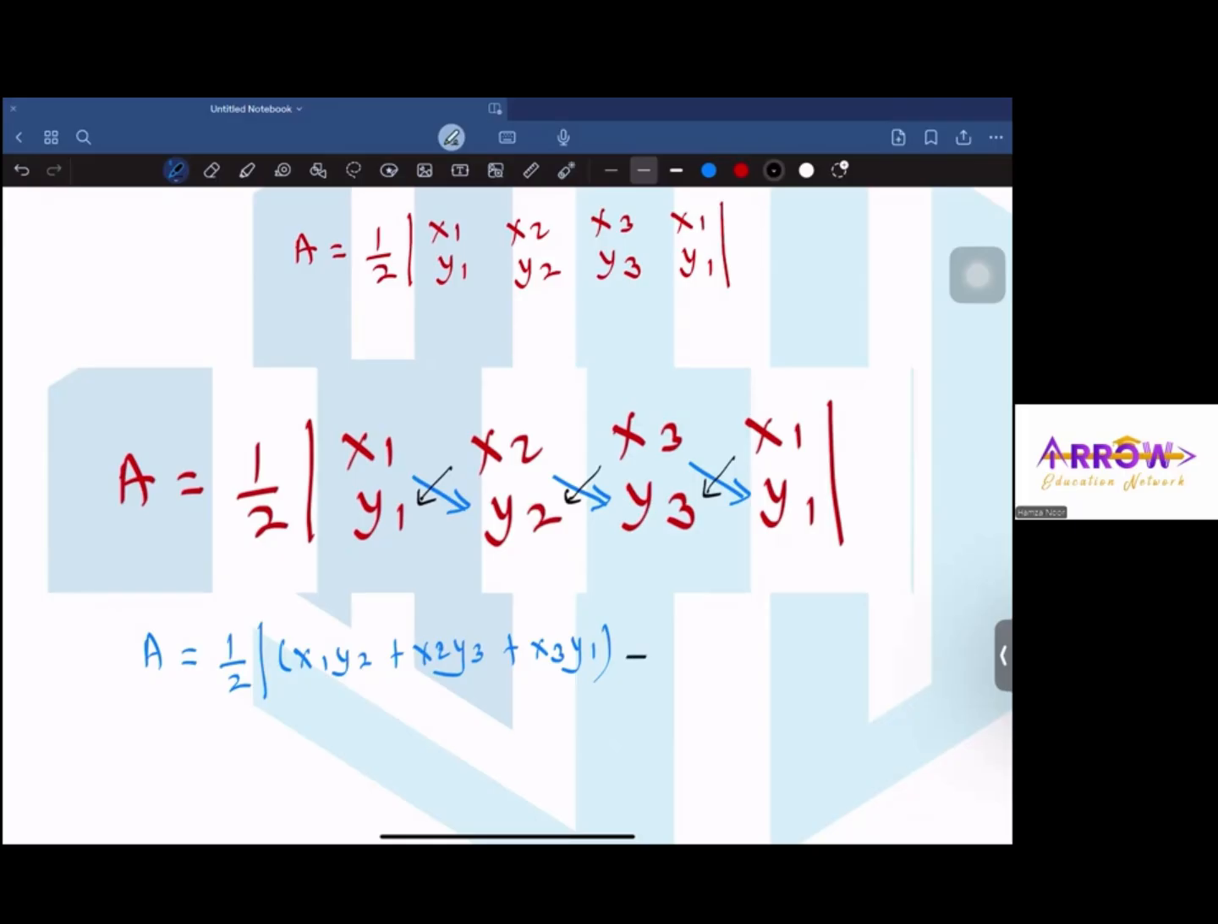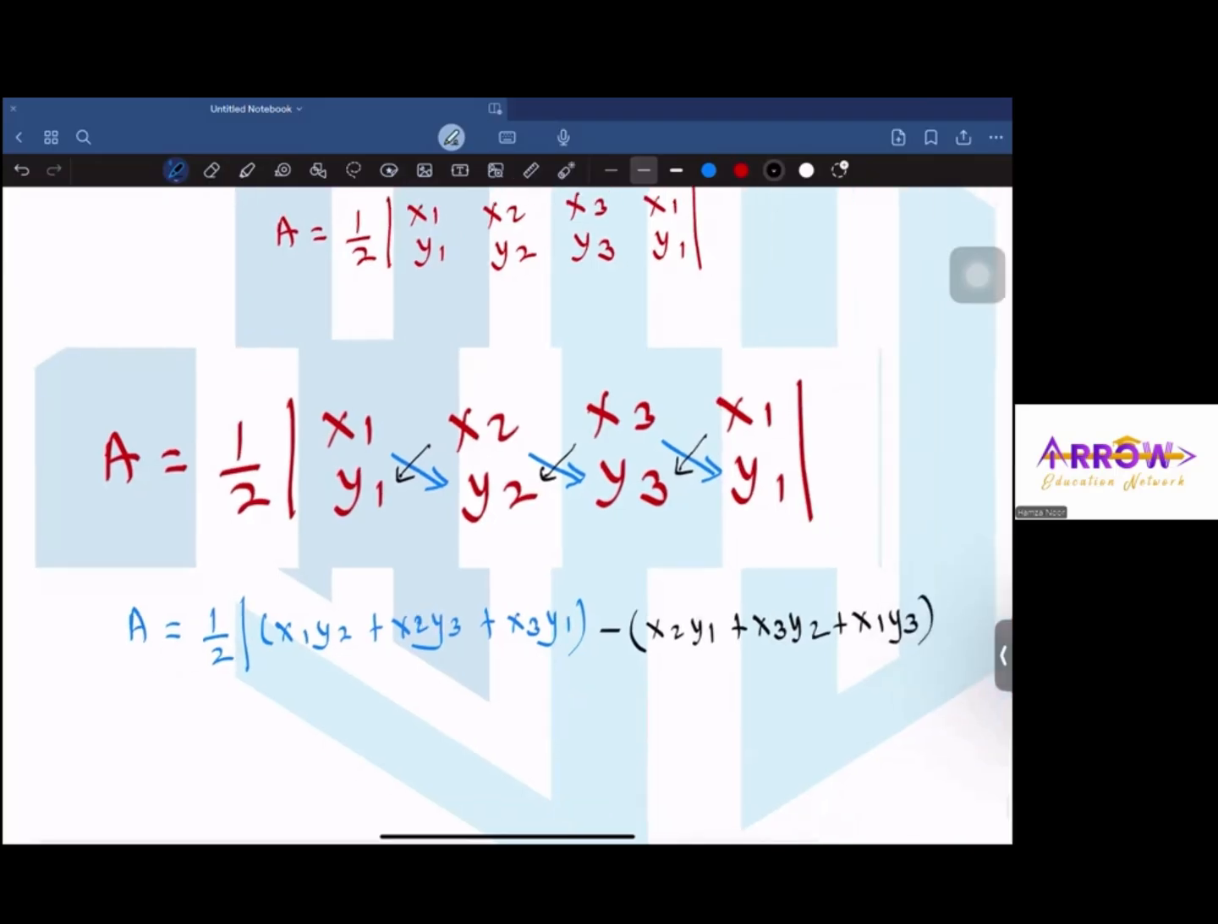After the subtraction, I'm going to make a bracket. So first of all, x2 y1 by following this opposite zigzag pattern: x2 y1 plus x3 y2, and then x1 y3. Then you close the modulus sign over here, and then you are going to evaluate this complete thing in order to get the area.